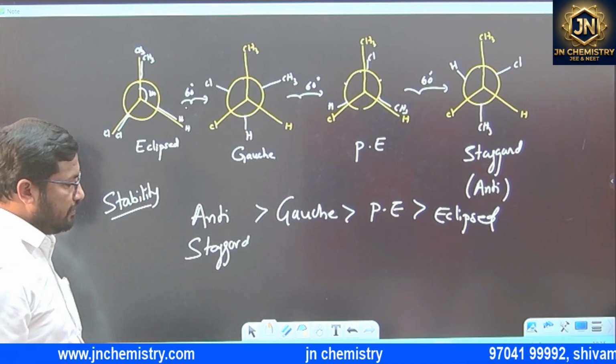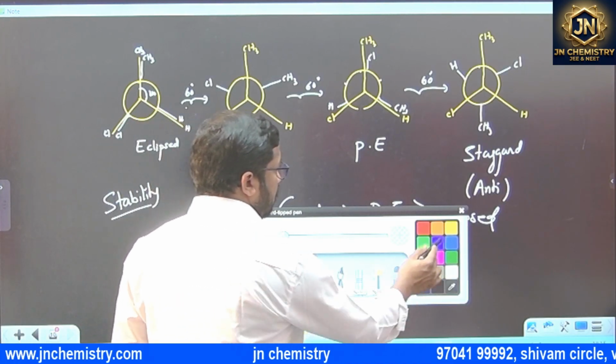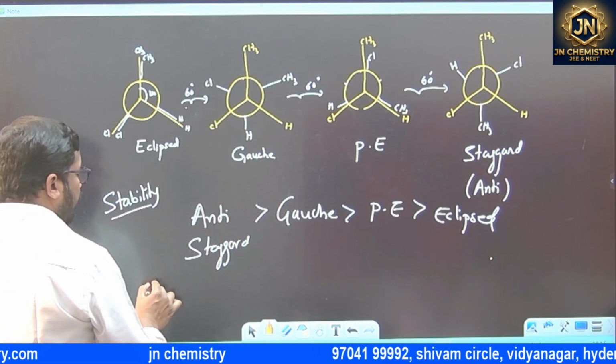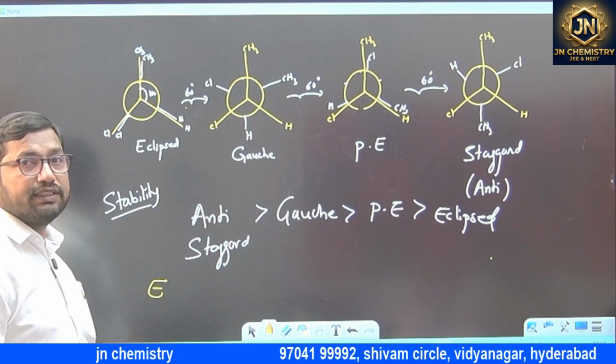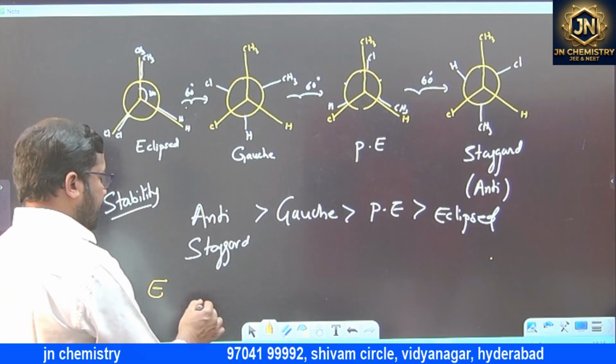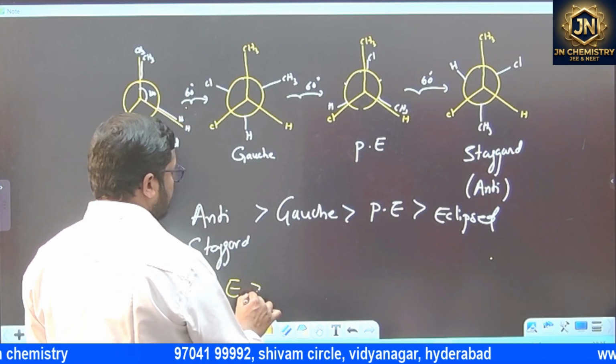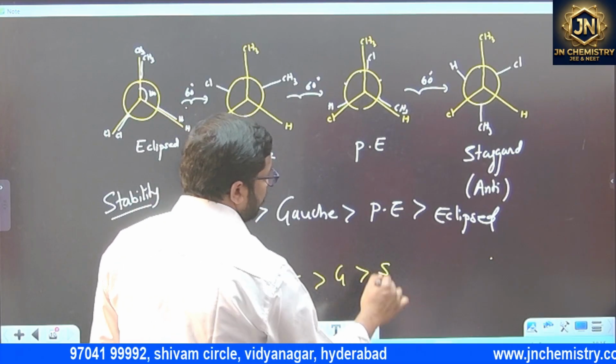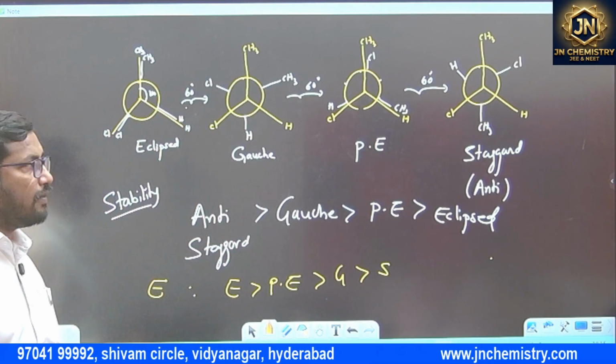Stability order. Now, energy order is opposite. Energy is inversely proportional to stability. So energy order is what? Eclipsed, partially eclipsed, gauche, anti or staggered. Opposite.